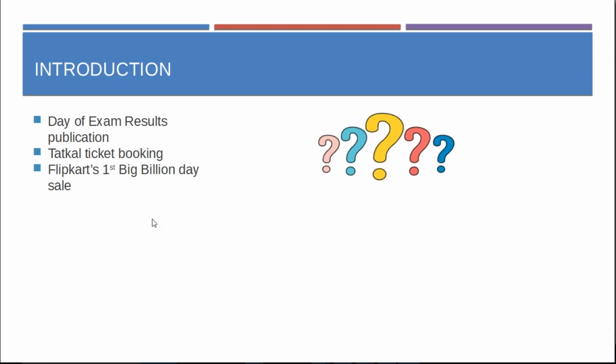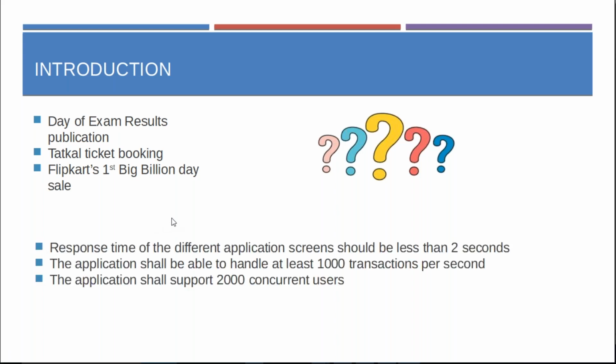Now, when the application performance comes into the picture, I will have my performance requirements. So how will the performance requirements be? Response time of the different application screens should be less than 2 seconds. The application shall be able to handle at least 1000 transactions per second. The application shall support 2000 concurrent users.